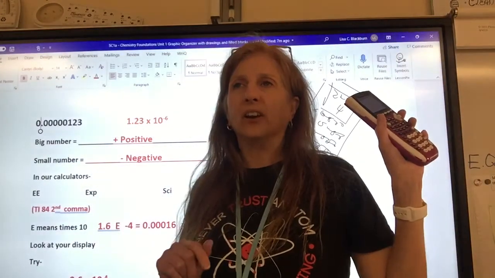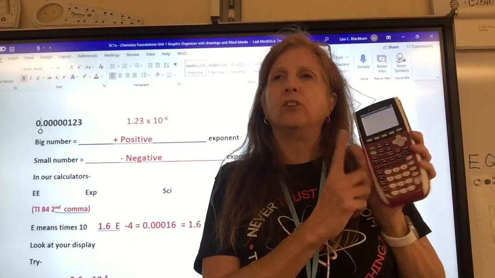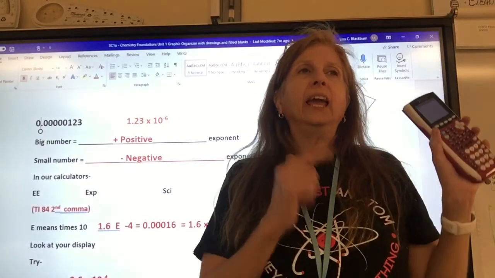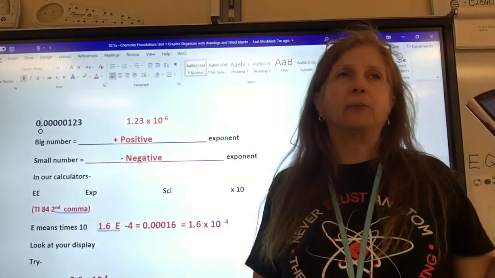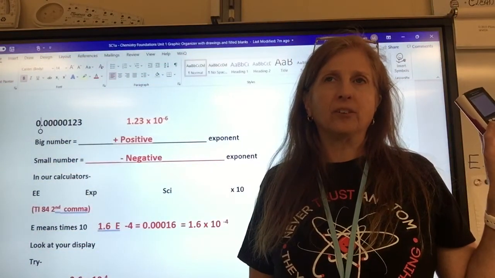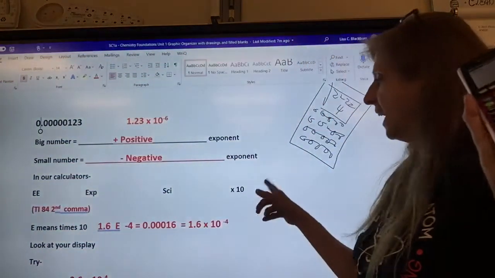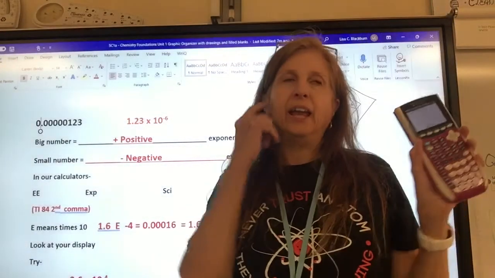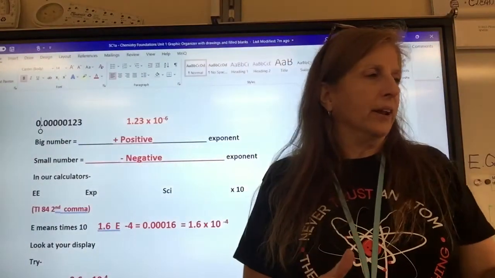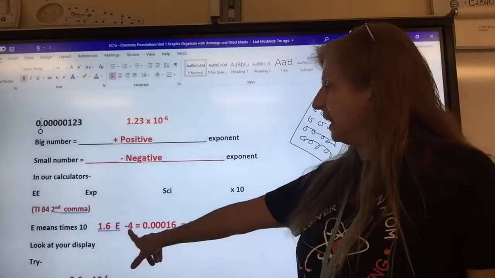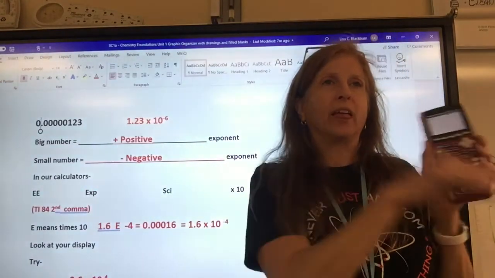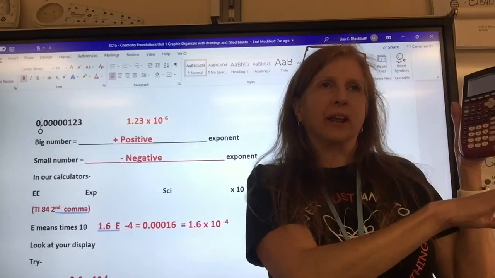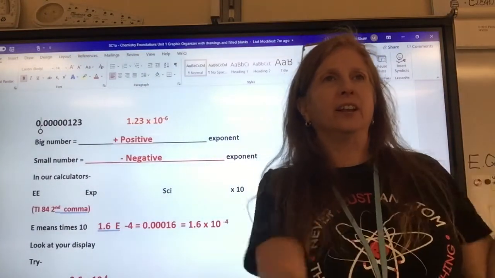Now, a couple of things here. You do not push times and you do not push 10. EE or EXP or whatever these buttons are means times 10. Does everybody understand that? You don't push the exponent button. It knows you're putting in an exponent, and it puts that exponent down in numerator land, I call it. I say there's numerator land, exponent land, denominator land. It puts it in exponent land.